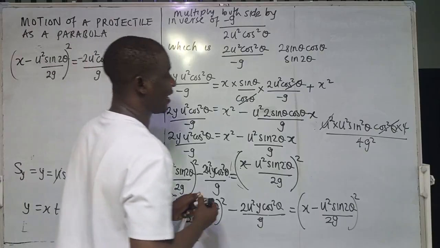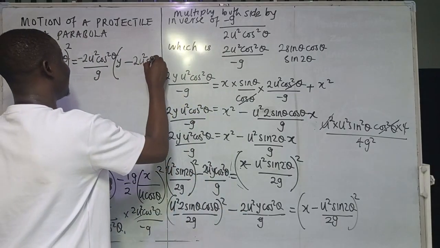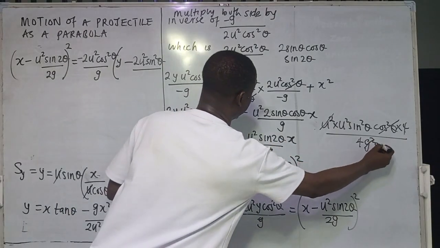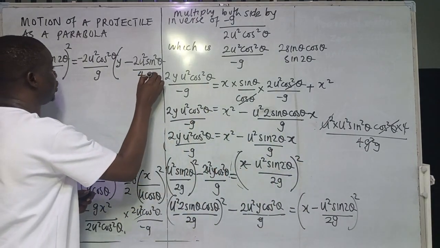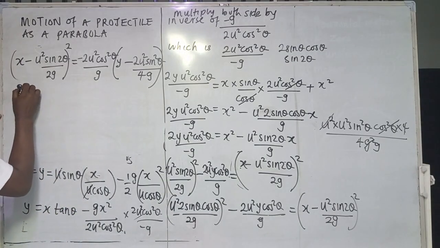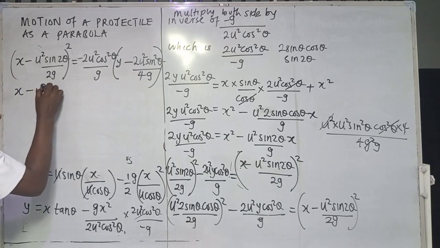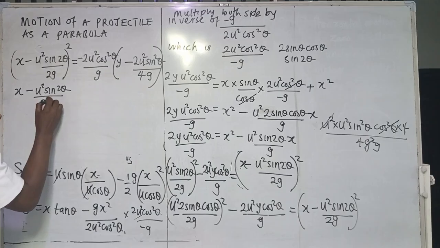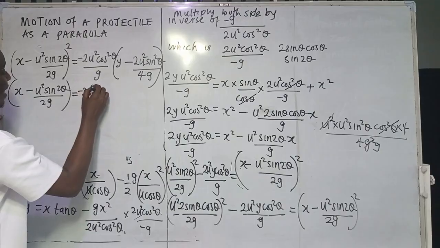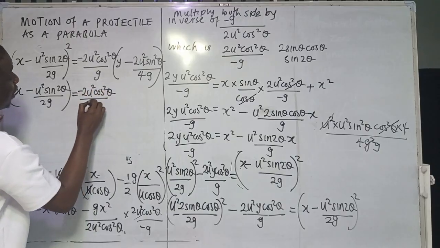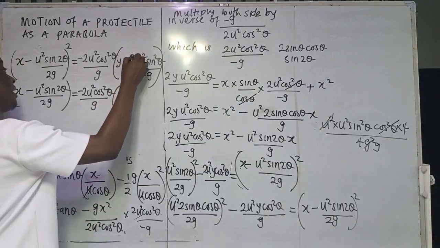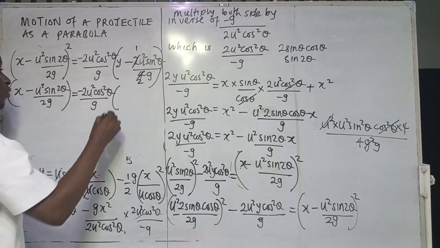Then sine square theta is remaining over what? g has gone out. So remaining g. So I would have what? 4g. That's what I would have. So in that case now, this one will be what? S minus what? u square sine 2 theta over g over 2g is equal to what? Minus 2u square cos square theta over what? Over g into bracket what? This one will cancel, 2 will cancel here, 2 here. So I would have what?